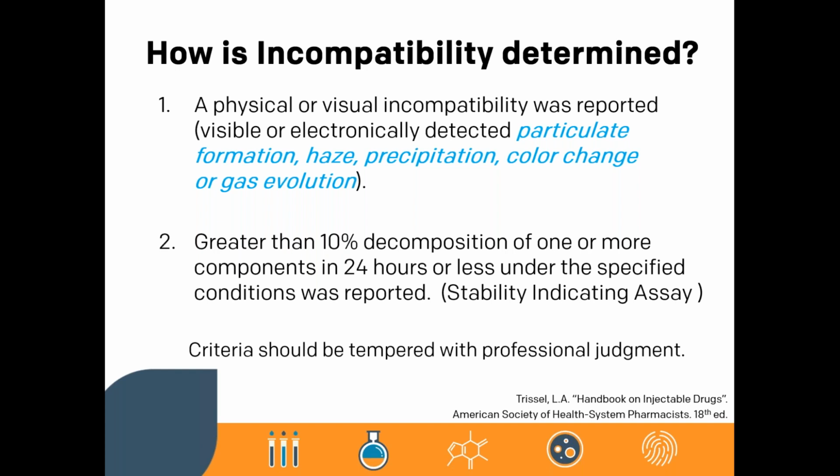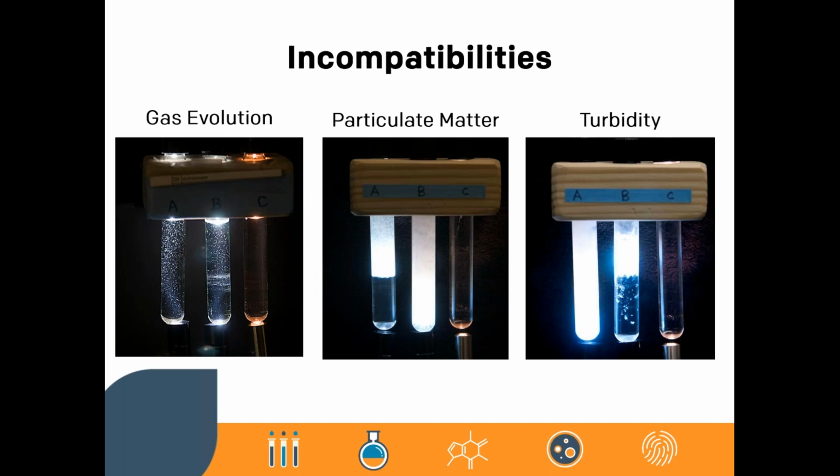The criteria should also be tempered with professional judgment, but this is taken directly from Larry Trissel's Handbook on Injectable Drugs. I wanted to give you some examples of incompatibilities, so these are some slides where tests were conducted, and you can see where gas is evolved. You're looking for gas evolution, particulate matter being formed, and even turbidity. In each of these, the order is important. When you're studying a drug or comparing the compatibility between two different drugs, the order of mixing may be an issue.